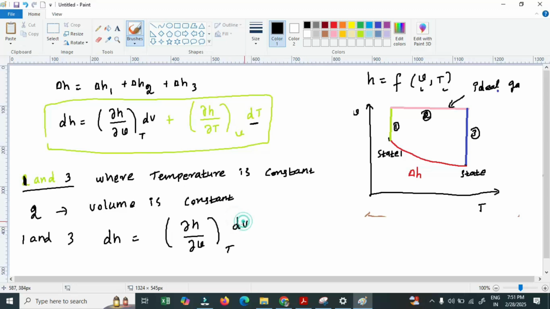Okay. Now, next, let us solve this dou H by dou V at constant temperature, and I'm going to integrate with respect to V. Step number 2.